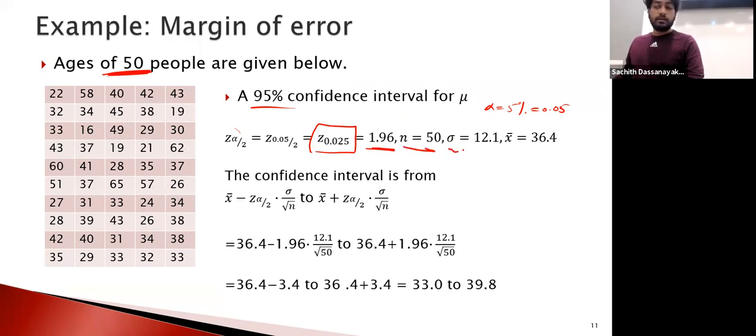Sigma is given, so you don't have to worry about that. You have to calculate X bar. X bar is not given. You have to calculate it using the summation of xi divided by n, the sample mean. Then you have all the values. The only thing is you have to just plug the values into this formula for your confidence interval.